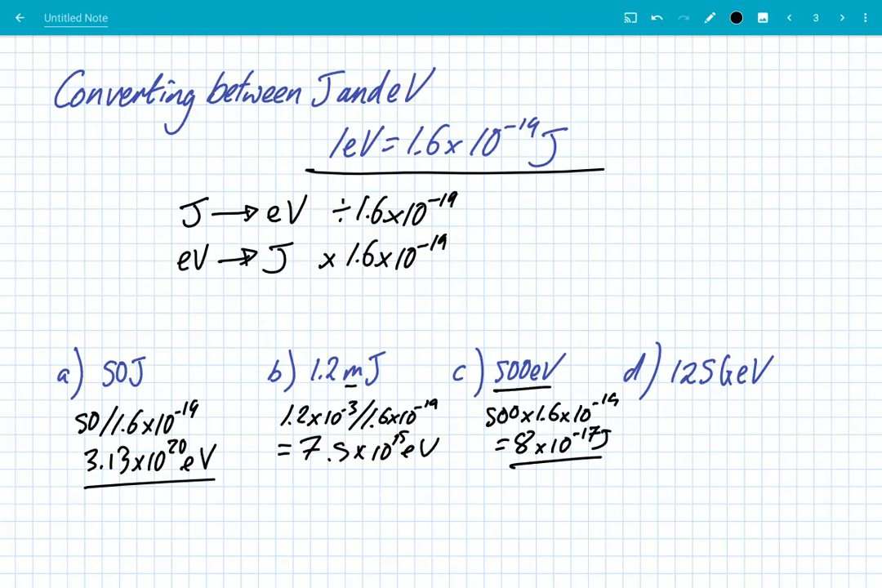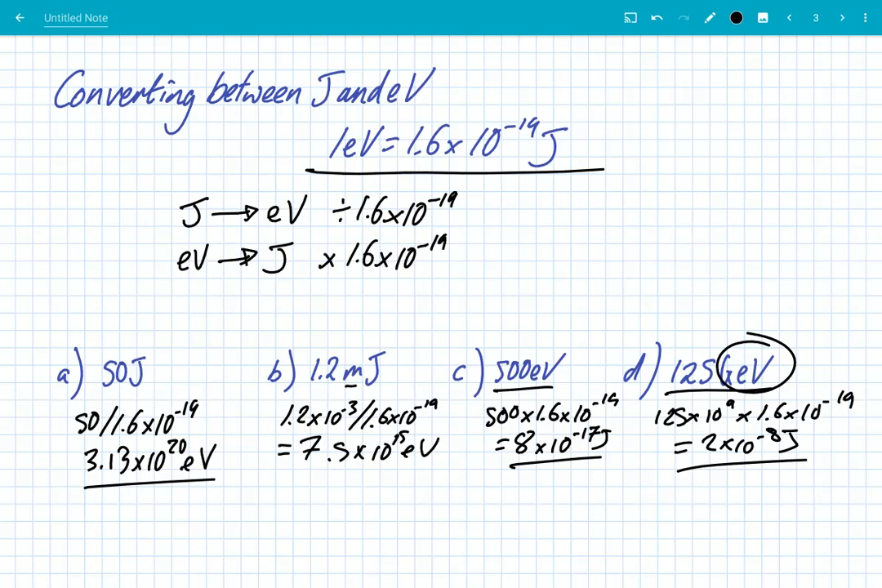So a large number of eV is just a small amount of energy when measured in joules. If I've got 125 giga electron volts and I want to convert that to joules, I do 125 times 10 to the 9 because it's giga, multiplied by 1.6 times 10 to the minus 19, and that gives me 2 times 10 to the minus 8 joules. So that's a huge number of electron volts, but still a very small amount of energy when measured in joules.